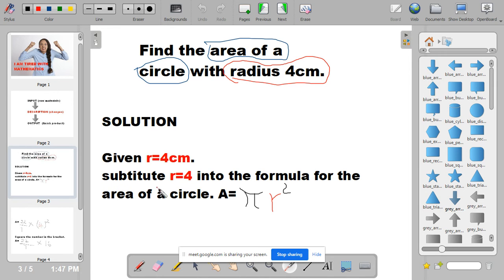Now here we go. We substitute R into the formula for the area of a circle. Perfect, because we are making a change. We are using this input, which is the 4 centimeters. We use this processor, which is the formula for the area of a circle. This is our processor, the description, the changes that we are going to make by plugging in R equals 4 into the area of a circle.